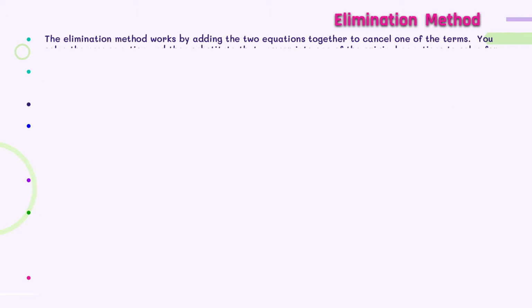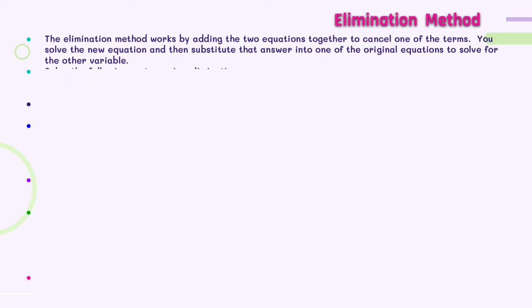So what is the elimination method? The elimination method works by adding the two equations together to cancel one of the terms. You solve the new equation and then substitute that answer into one of the original equations to solve for the other variable. So solve the following system using elimination.